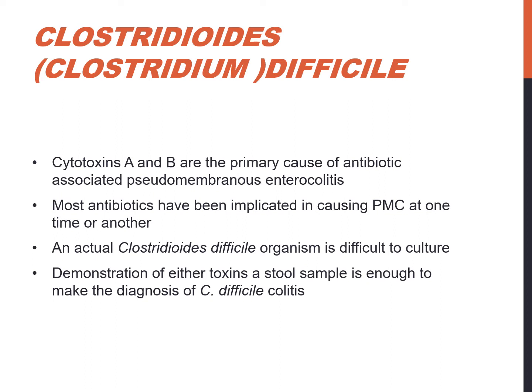Clostridioides difficile is the new name for the old Clostridium difficile. Usually we identify Clostridioides difficile by looking for cytotoxins A and B as the primary cause of antibiotic-associated pseudomembranous enterocolitis. Toxin A is associated with fluid accumulation, while toxin B is associated with tissue destruction. Most antibiotics have been implicated in causing pseudomembranous enterocolitis at one time or another.